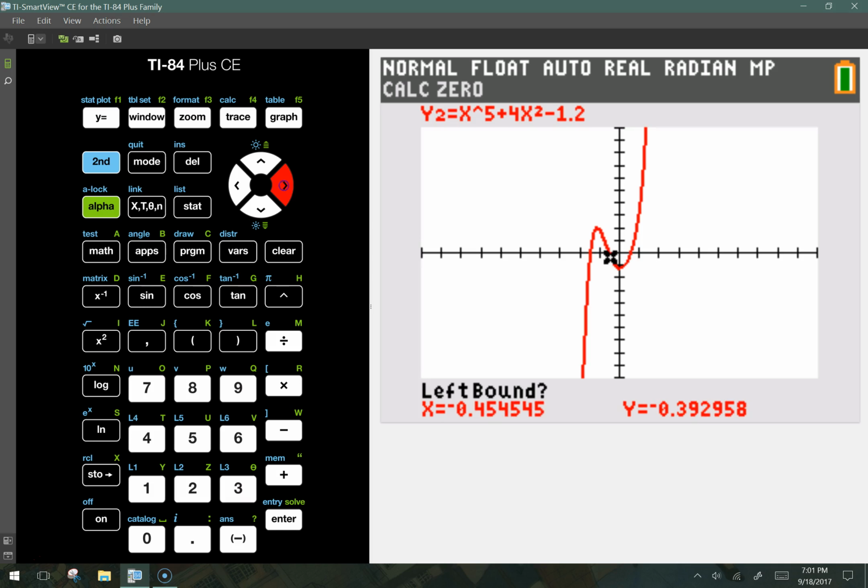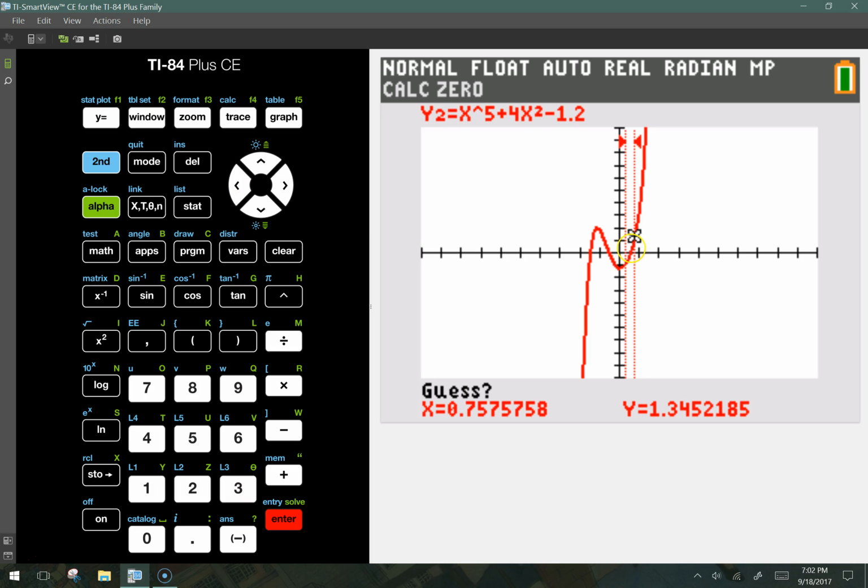And then I'm going to move my cursor over so that it is on the left side of that x-intercept, but a little closer to it rather than being close to that one that I just found. So I'm going to hit enter. It put the dotted line on the left-hand side of my intercept. I'm going to move over to the right and hit enter.